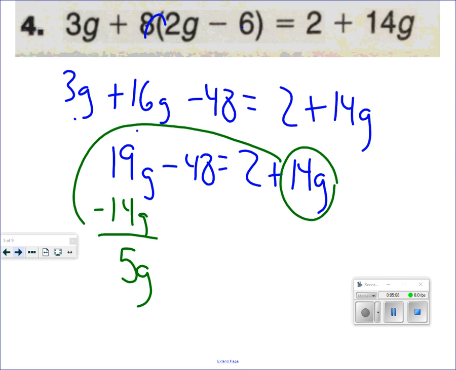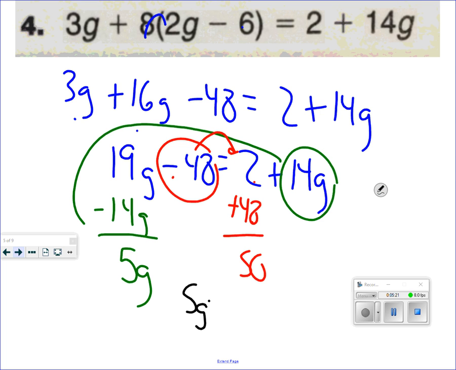I'm going to go ahead and bring this negative 48 to the other side to this 2. So I'm going to be adding 48 because there was a negative here. Now it's a positive. 2 plus 48 equals 50. So when I rewrite my problem, it's 5g equals 50. I divide by 5 to get rid of the g. 50 divided by 5 equals 10.